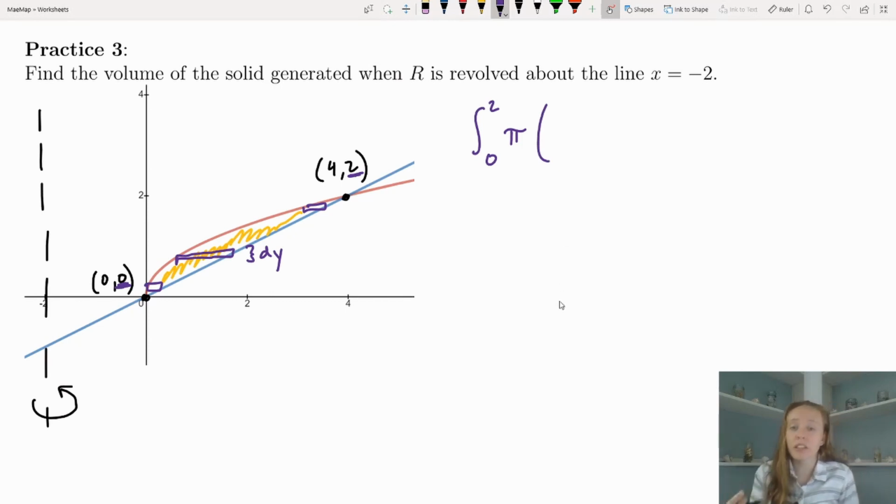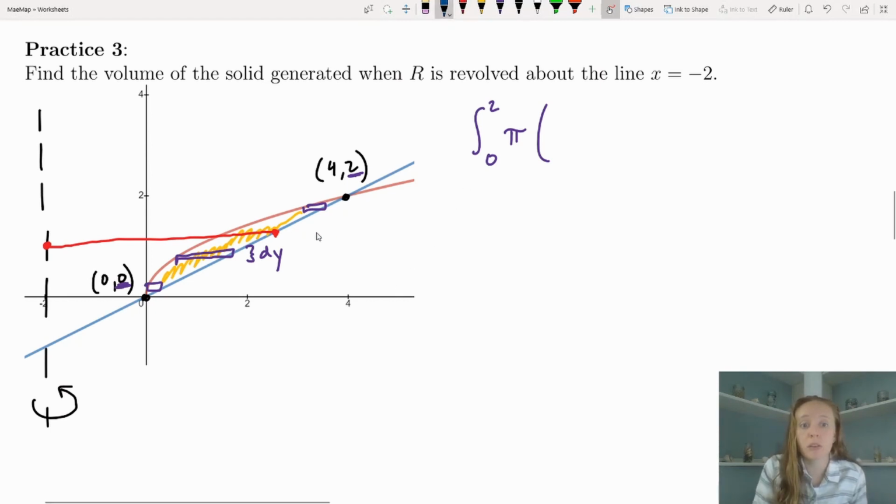Now I need my outer radius squared minus my inner radius squared. So my outer radius is going to be from the line I'm revolving around all the way to that farthest function, which is that blue function. Now this is very similar to up above, except if we're integrating with respect to y, what do we want our function in terms of? Not x. We don't want x variables in there. We want it in terms of y. So this blue line, which represents y equals x over 2, I'm going to rewrite that in terms of y.